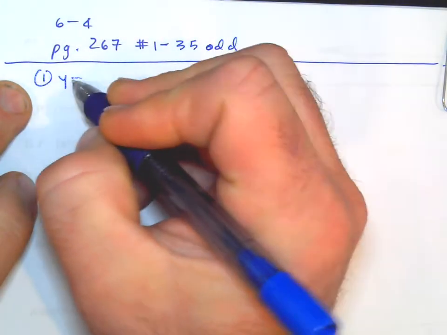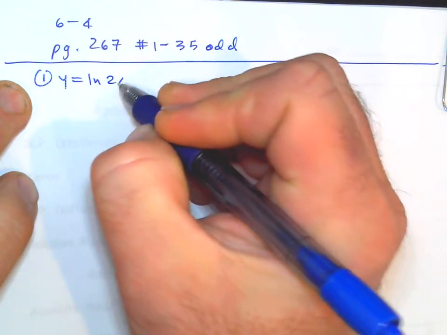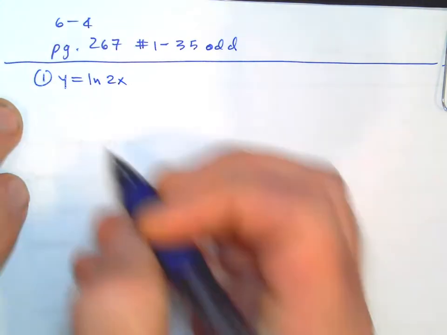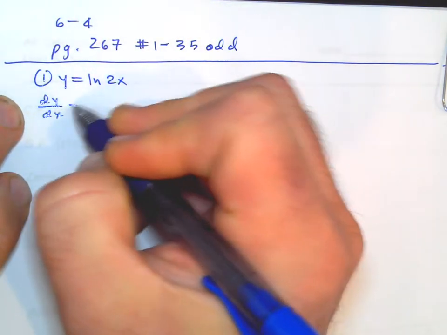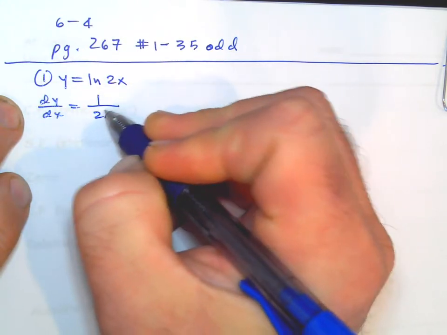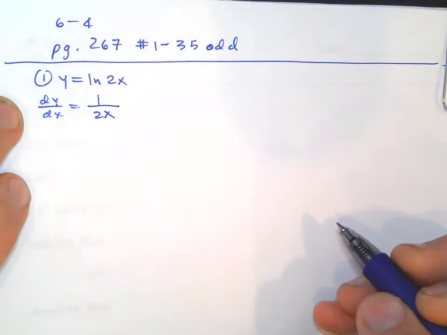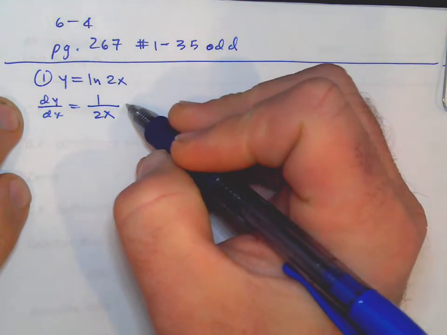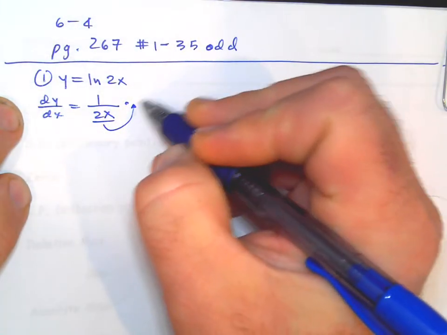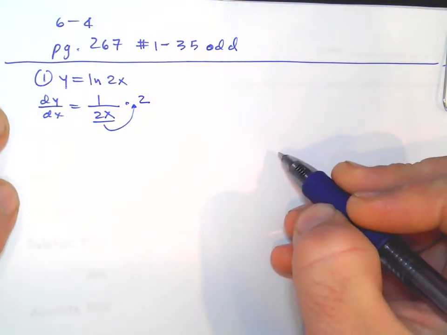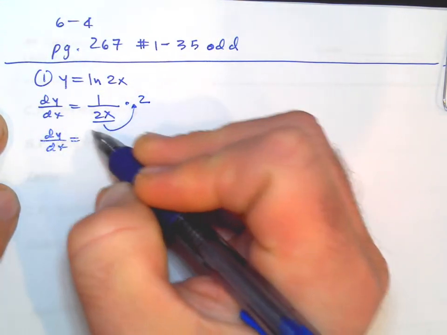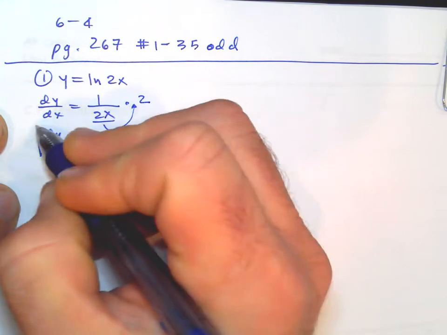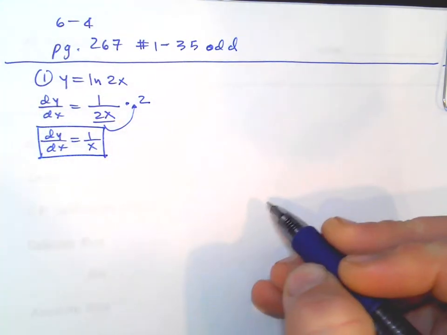Y equals natural log of 2x. So when you take the derivative, dy dx or y prime, it's 1 over what's inside, right? 1 over what's inside times, often got to do chain rule, times the derivative of what's inside. So then the final answer is dy dx equals 1 over x for this problem.